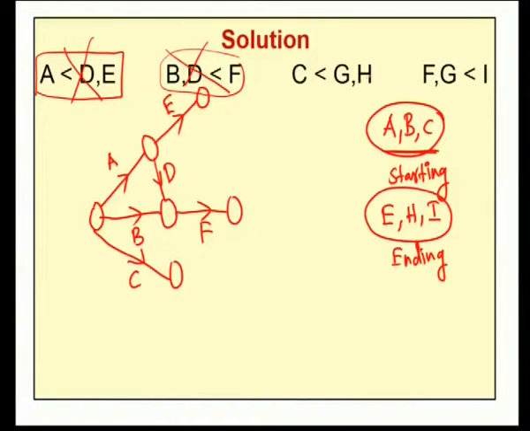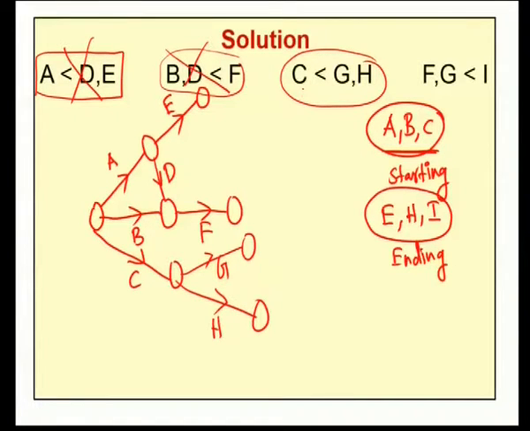The next precedence relation is C less than G and H. That means, for the activity C, the immediate successor are G and H. So, for the activity C, the successor are G and H, we draw G and H. So, this relation is also over. Now, the final precedence relation is for F and G, the immediate successor is I. For F and G, the immediate successor is I.